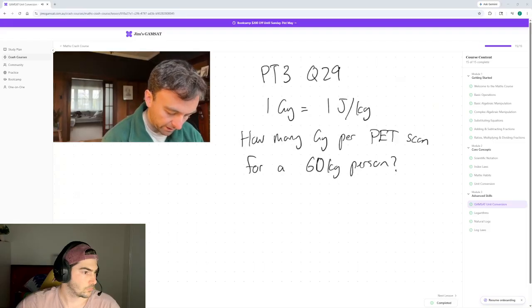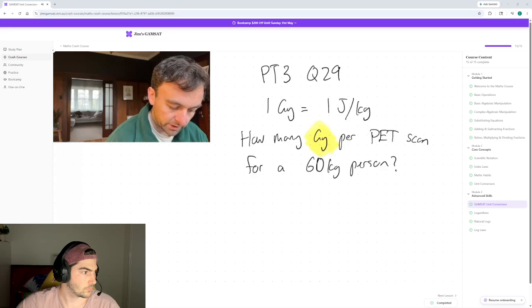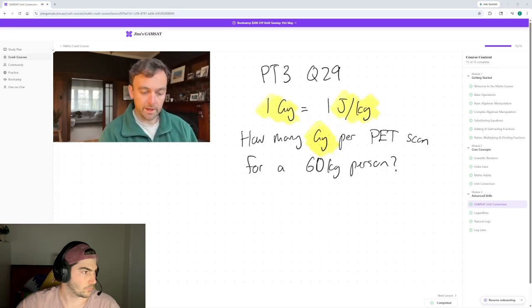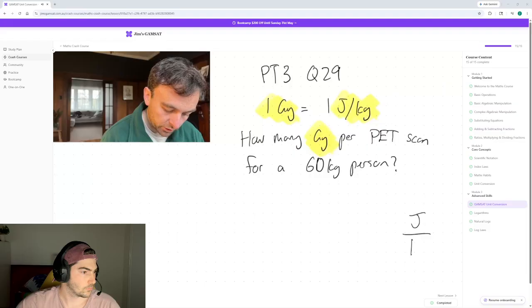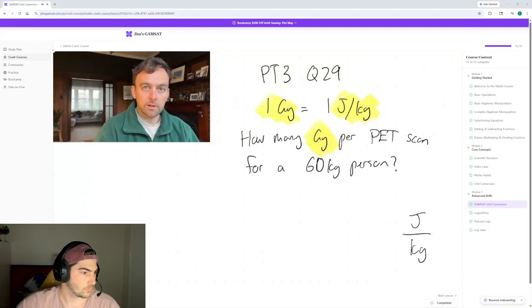So I think just always start from the end, and the units that we want are grays, right? Which are the same as joules per kilogram. So I always just write that out first. I want my units in joules per kilogram. And I just let the units kind of dictate where I need to go.